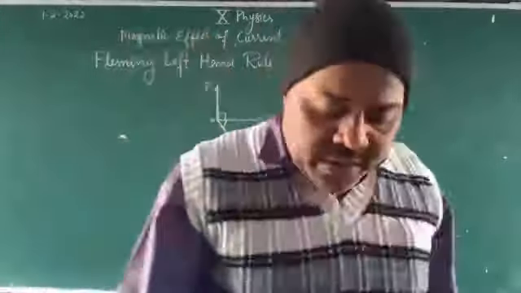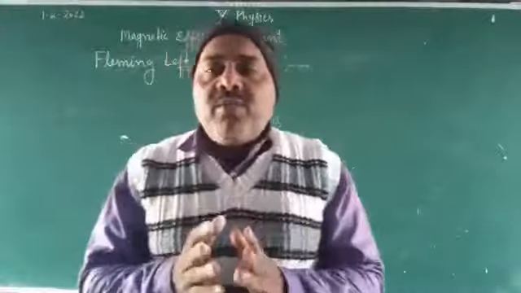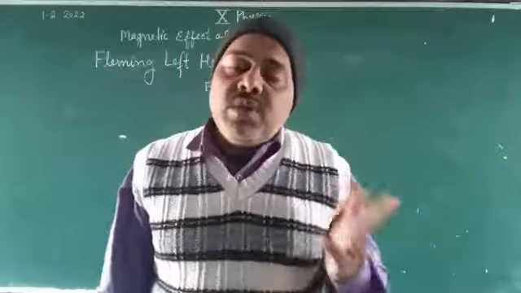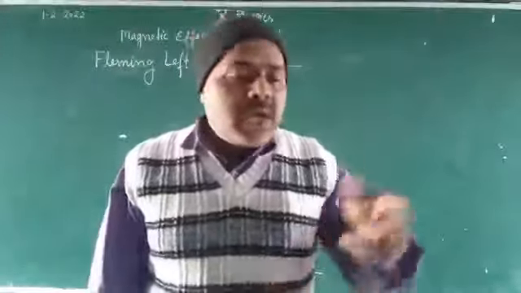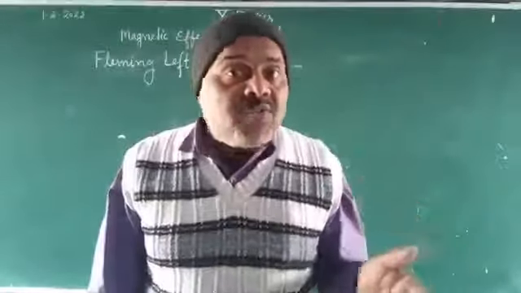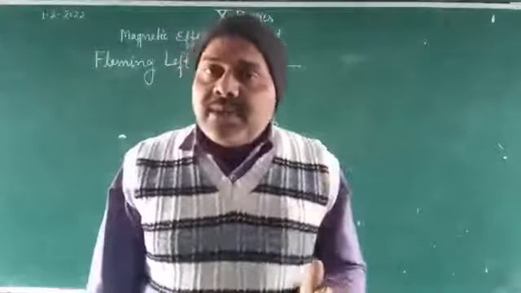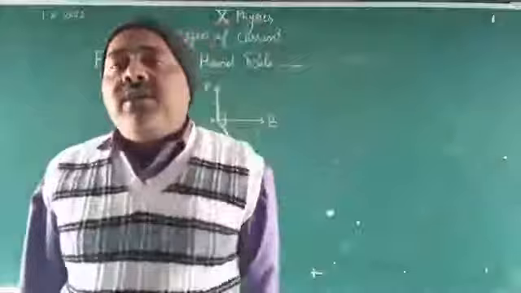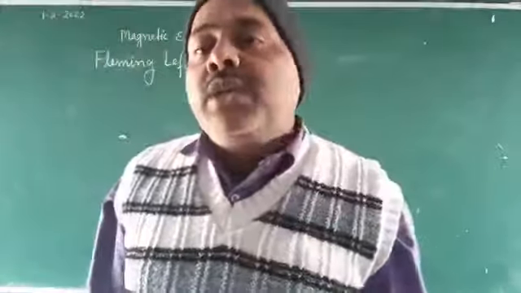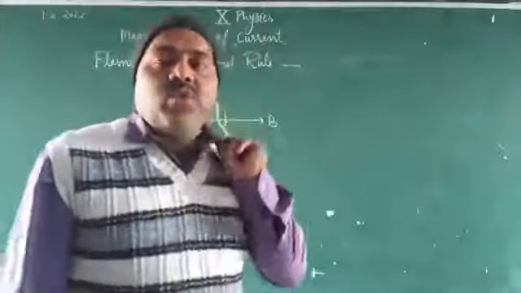Okay, dear student, you can write here Fleming left hand rule. According to this rule, when we stretch our three fingers of left hand in such a way that they are mutually perpendicular to each other, then our first finger is pointing in the direction of magnetic field and our central finger is pointing in the direction of current. Then our thumb gives us the direction of motion of conductor or the direction of force also. Okay, which is called Fleming left hand rule.